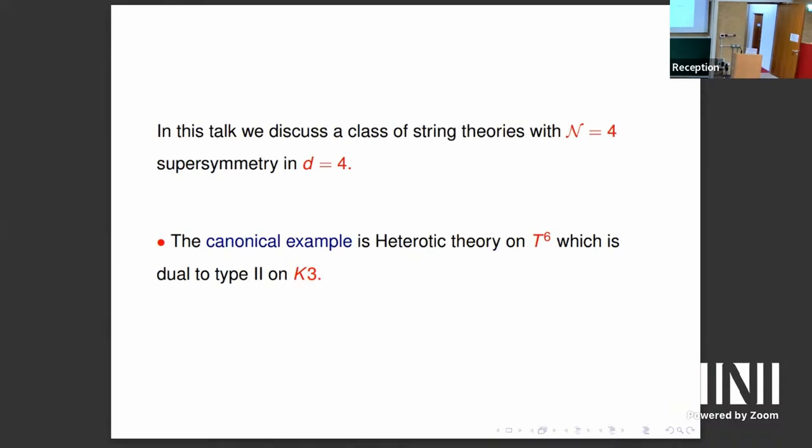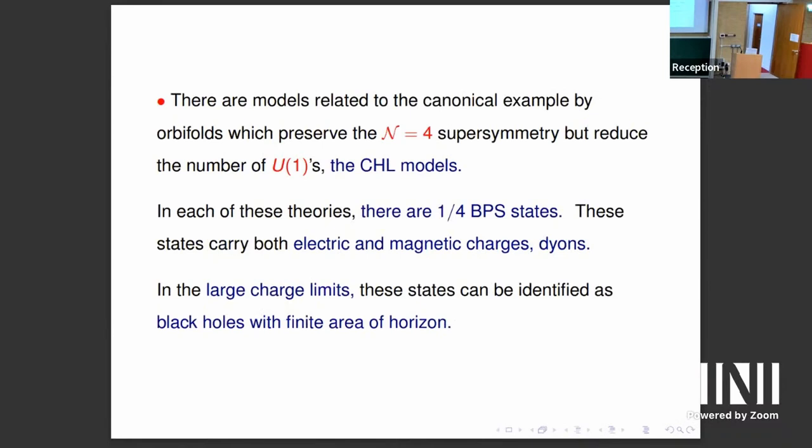After this canonical model, there are certain orbifolds of it which still preserve N=4 supersymmetry but reduce the number of U(1) charges, basically the number of electric or magnetic charges you can have. These are the classes of models we will deal with in this talk. In each of these theories, there are quarter BPS states. These states have both electric and magnetic charges, and in the large charge limit they can be identified with black holes. These are the states we are trying to count.